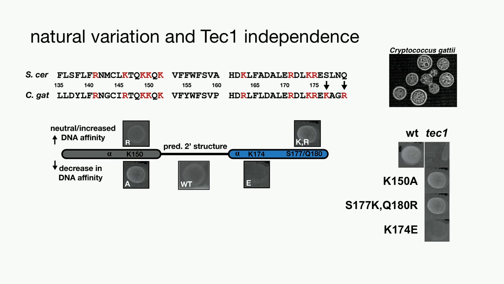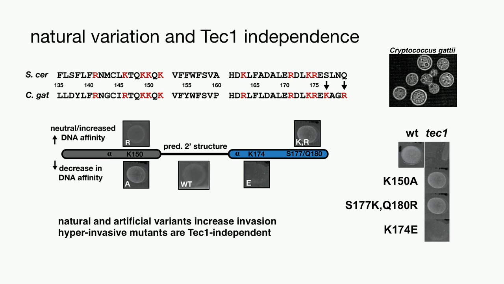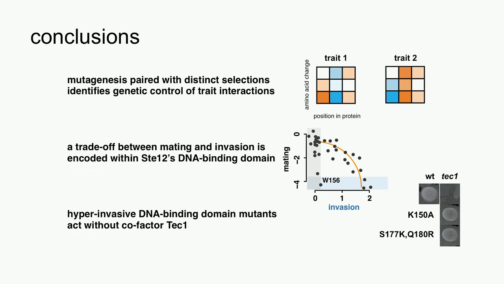Lastly, we also saw that if you put these mutations in a TEC1 deletion background, they're actually able to invade independently of TEC1, which makes us think that Ste12 perhaps binds DNA slightly differently when it's heterodimerizing with TEC1, and these small biochemical changes have affected a similar change. And so that is that.